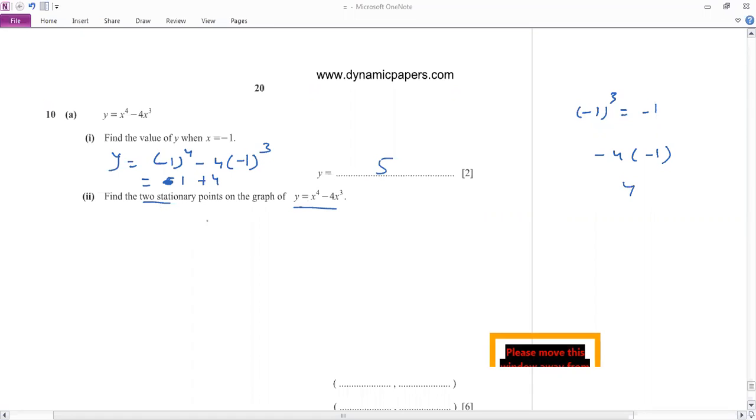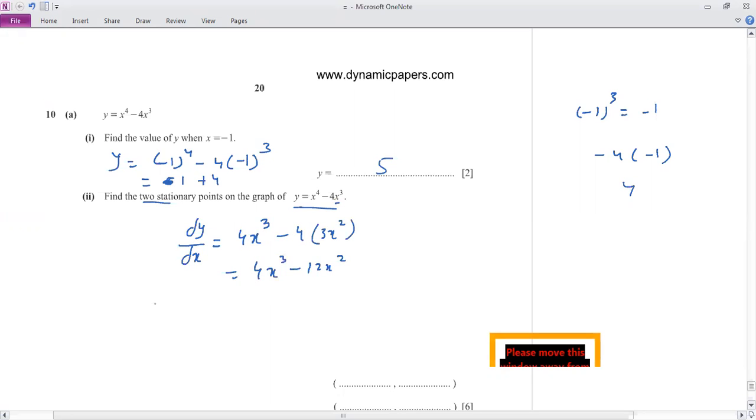How do we find the stationary point? For finding the stationary point, we take the derivative and put the derivative equal to 0. So I will take the derivative. What will be dy over dx? We apply the power rule, bring the power down, and subtract 1 from the power. Minus 4 into, for this one, bring the power down, and subtract 1 from the power. So this is the derivative: 4x cube minus 12x square.